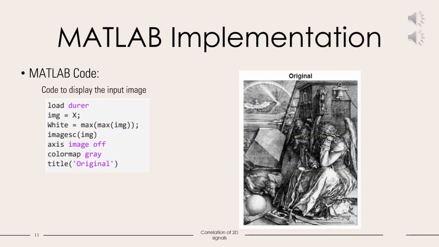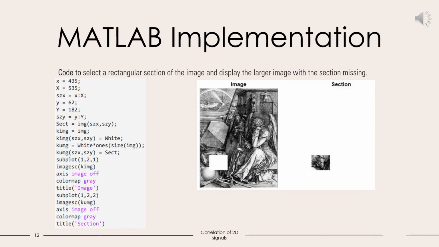Let us look at a practical example of how correlation can be applied in image processing. In this example, our main objective will be to correlate an image with a section of itself and observe the correlation graph. The given MATLAB code is used to load a grayscale image and display it to the user. After loading the input, our next step is to select a portion of the original image which has to be cropped out and then correlated with the input image. As we can see, we have selected a rectangular section of the image and displayed the image after cropping it out.